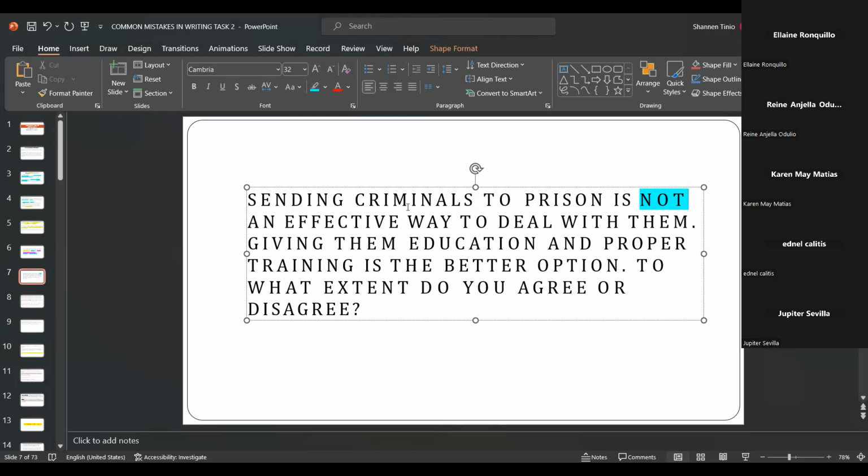Hindi daw effective yung way ng pag-i-imprison ng mga kriminal. Really? So what's the most effective way then? Do you guys have any suggestion? What is an effective way to deal with criminals? Wag daw ikulong eh. Wag daw sintensyahan. Okay, so it says here, giving them education and proper training is the better option.